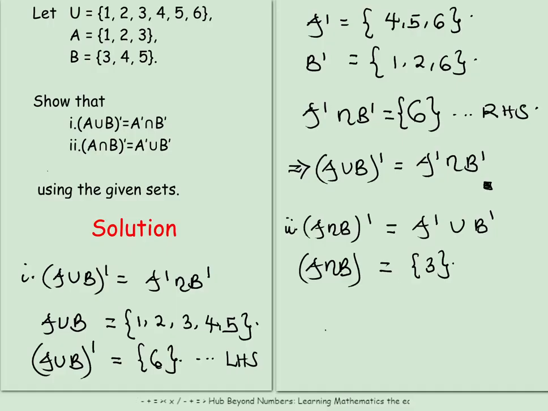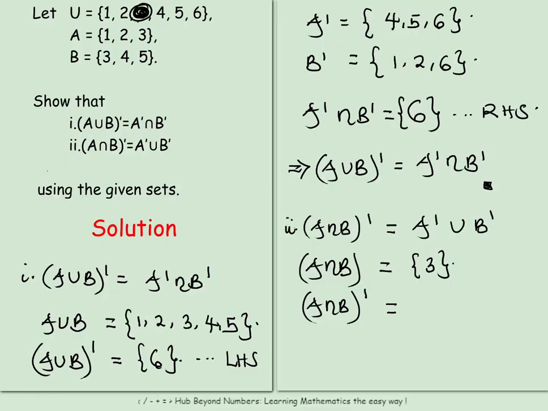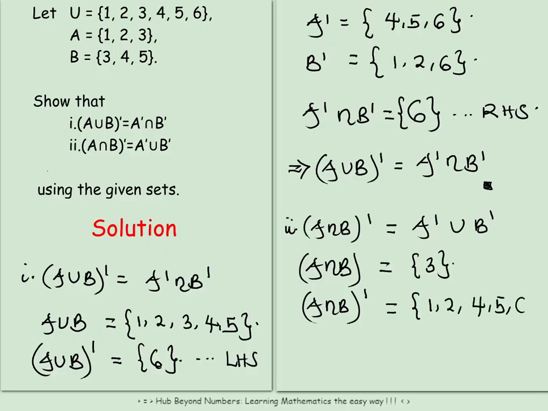So we have our 3, but we want it prime. That is its complement. So our A intersection B complement simply means we have to go to the universal set and look for what is in the universal set but not in this set we have written. So it is obvious that apart from the 3, any other thing has to be written over here. So we have our 1, 2, 4, 5, and then 6. So this here is going to be our left hand side.